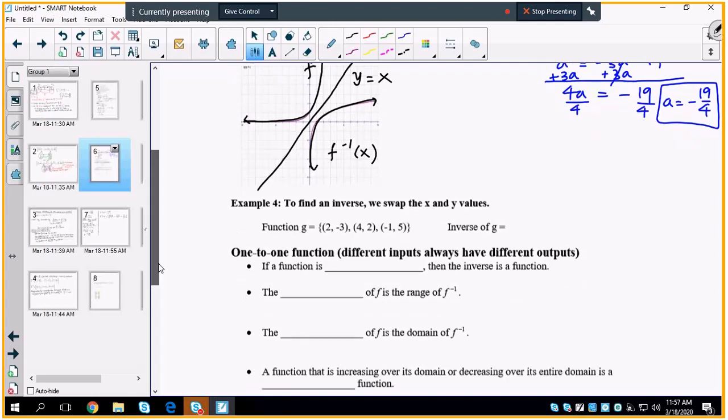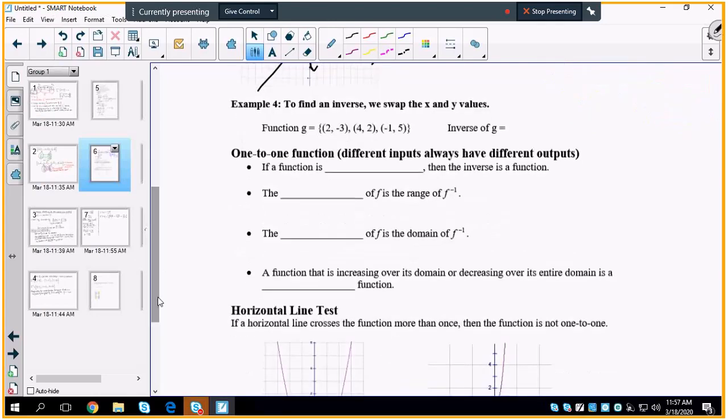So let's try to answer simple questions. The function is given by (2, negative 3), (4, 2), and (negative 1, 5). We are interested in learning what is the inverse of this function. Remember the interchange between x and y. So you write it as (negative 3, 2), (2, 4), (5, negative 1), and what you have is the inverse relationship of the given relationship.